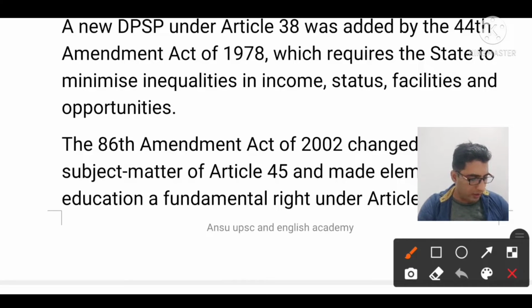At that point of time Indira Gandhi nationalized the 14 banks, but a case was filed against Indira Gandhi in the Supreme Court: how can you deprive us of individual property? At that point of time Article 31 was there, and the right to property was a fundamental right. That is when Articles 31A and 31C came into existence.